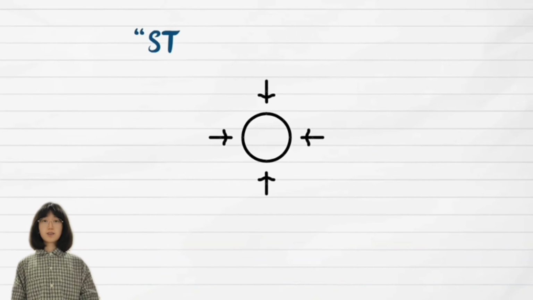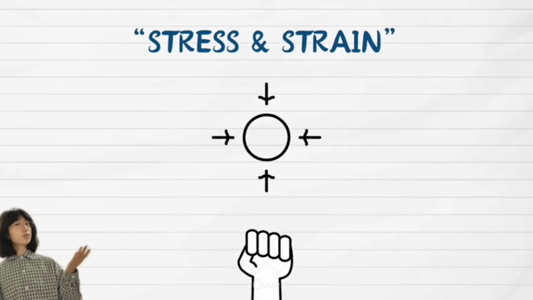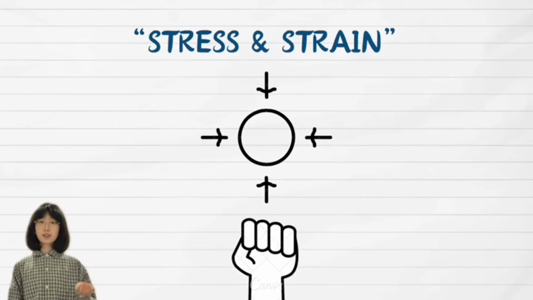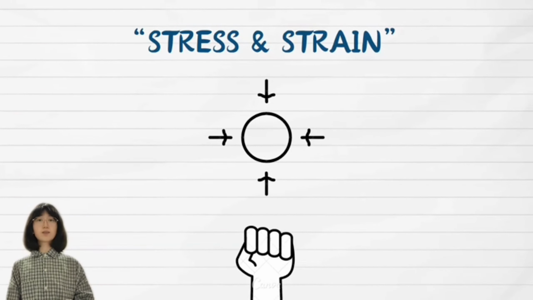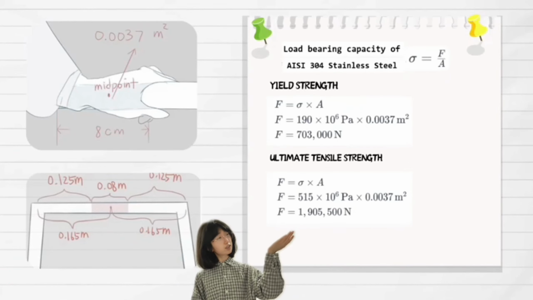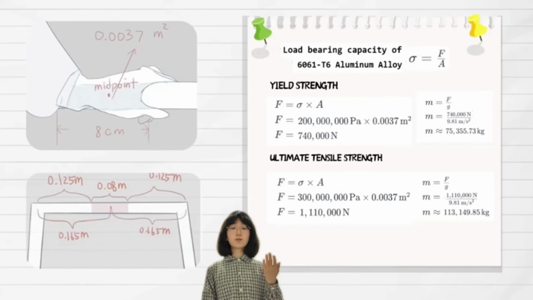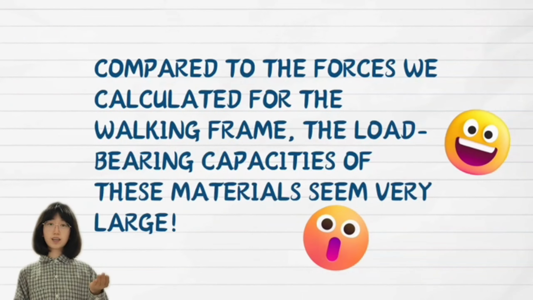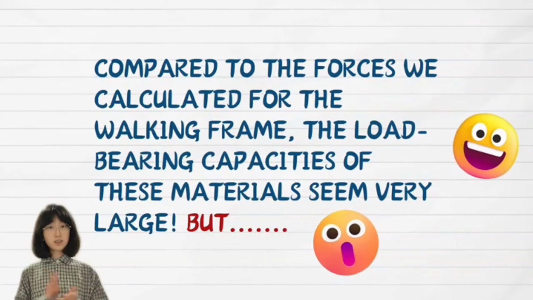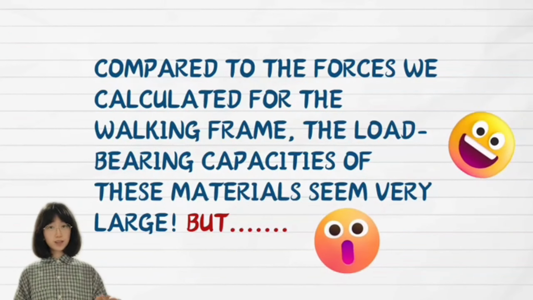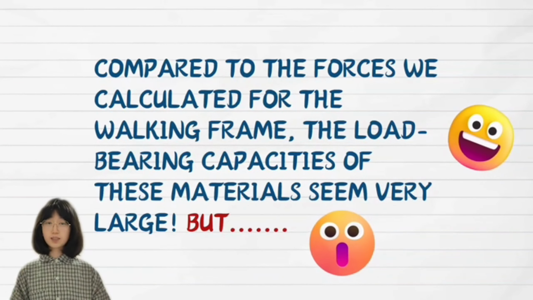Let's briefly touch on the concepts of stress and strain. Stress is the force applied to a material divided by the area over which it's distributed, and strain is the deformation or displacement it experiences in response to that stress. For stainless steel, the estimated load-bearing capacity under yield strength and ultimate tensile strength is approximately as shown. And next, these are the calculations for the aluminum alloy. So compared to the forces we calculated for the working frame, the load-bearing capacities of this material seem very large. Even if we amplify the original force by tenfold. However, even where the material itself is not subjected to aging or failure, inadequate welding could potentially lead to structural failure.